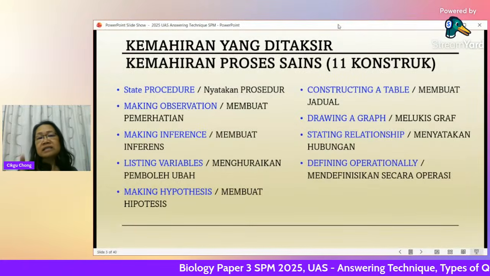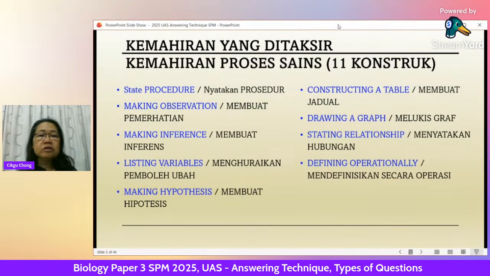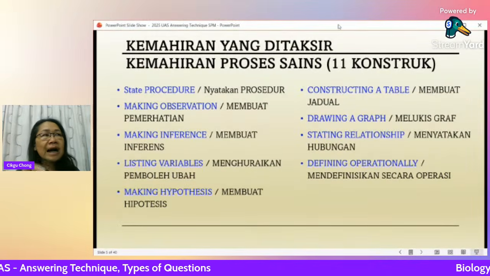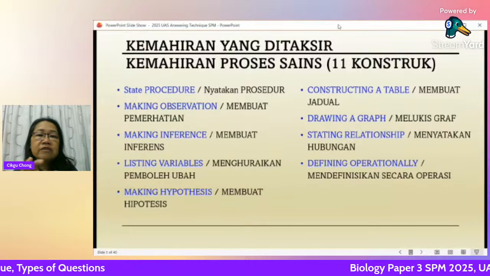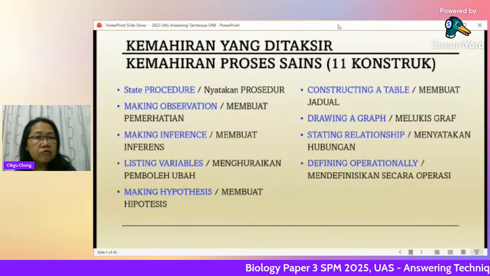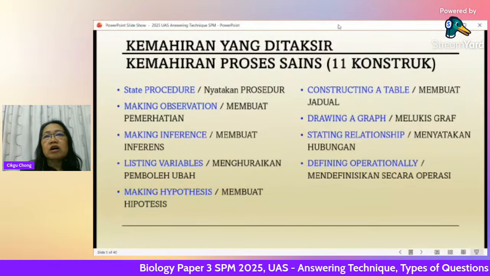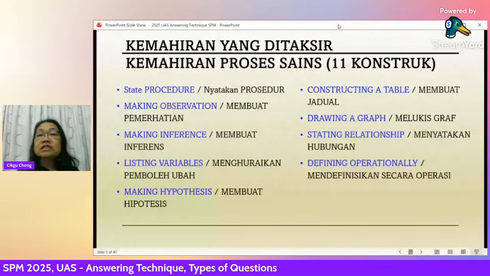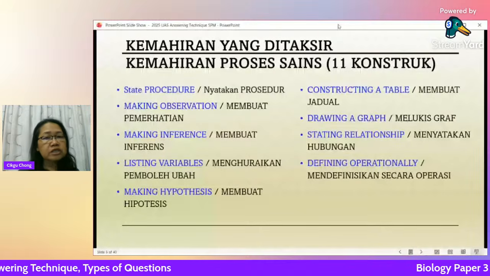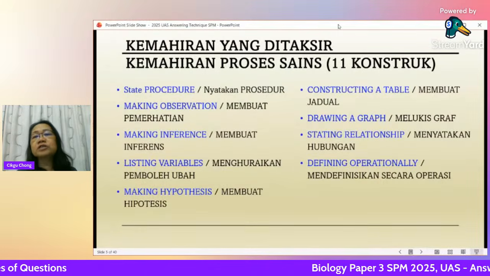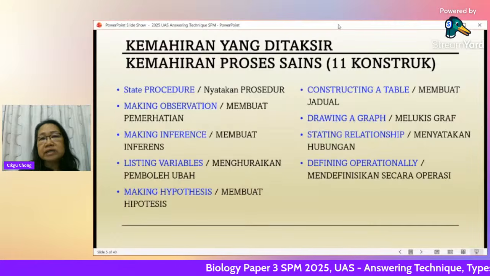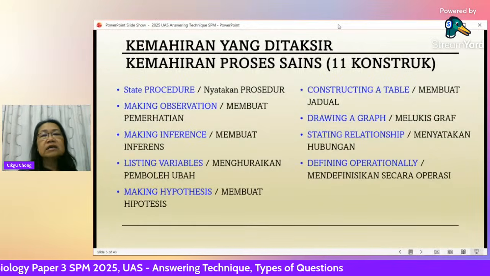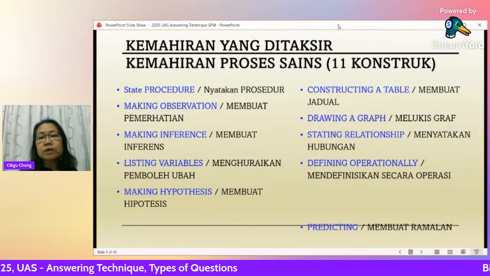Next, this is the most difficult question. Next week, I'm going to dedicate one lesson just to give you examples on how to answer questions that need you to define something operationally. For example, define diffusion, rate of diffusion, defining operationally the rate of diffusion. Rate of photosynthesis, define operationally what is the rate of photosynthesis. So this is the most difficult question actually. But never mind. Next week, I'll dedicate one entire lesson just to give you examples and explain how to answer defining operationally.